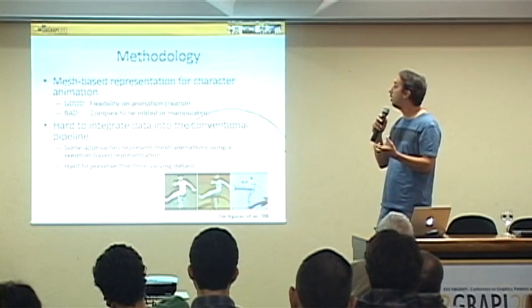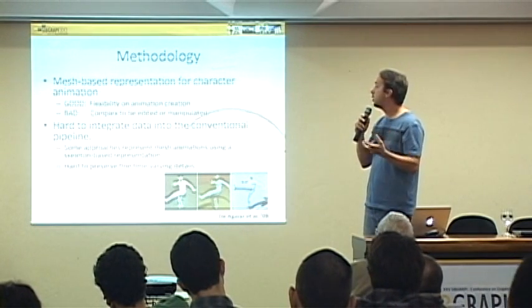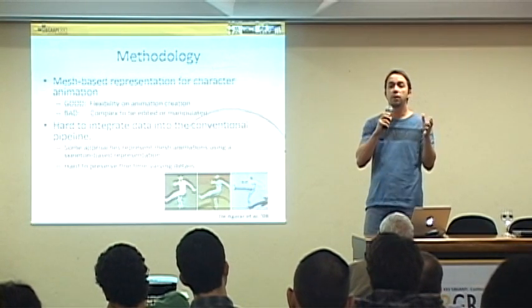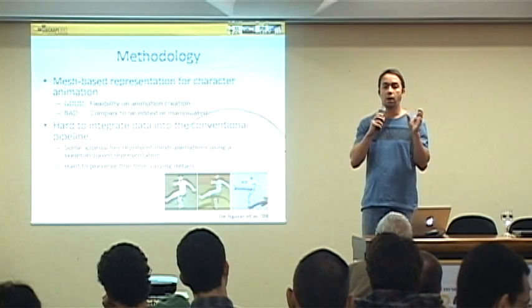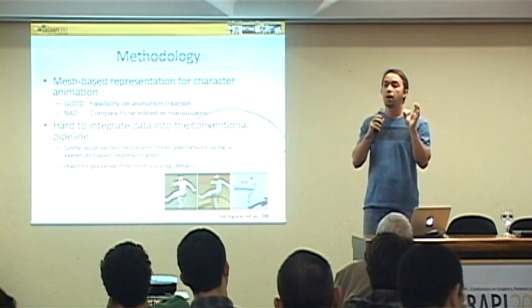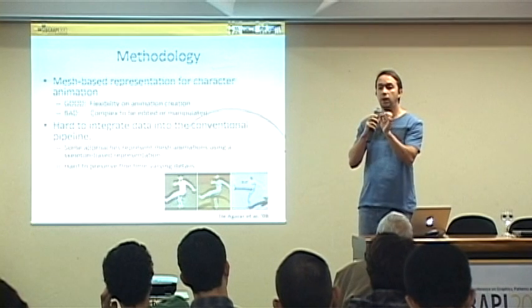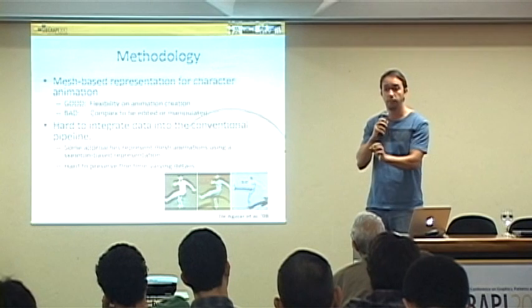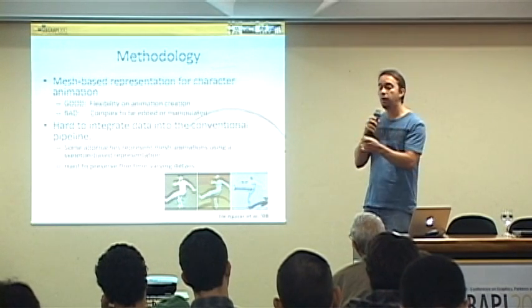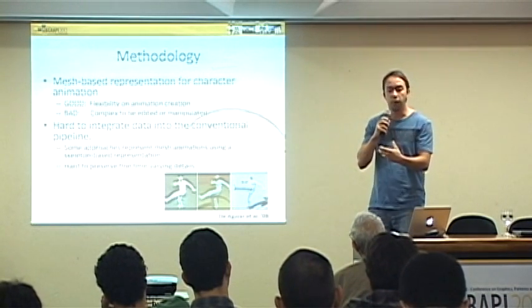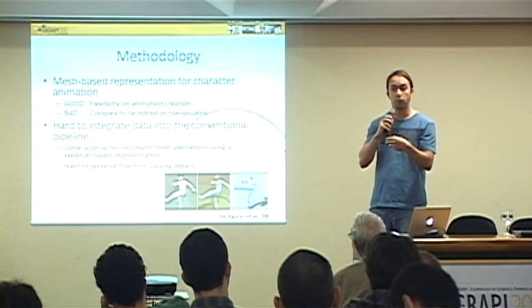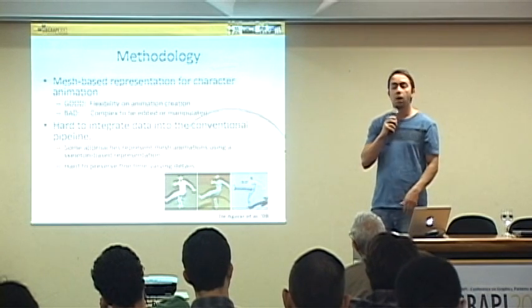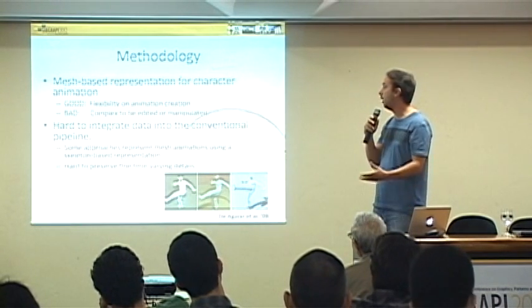Since it's hard to edit and manipulate, a mesh-based representation for character animation is really hard to integrate into the conventional animation pipeline. I don't know if you have worked with animators before, but they are really picky people. They really like to change things and have the animation the way they want. It would be really hard for an animator to capture something or have data and work with it directly, without changing something. So we need to provide tools for the animators to work and to change the data the way they want.